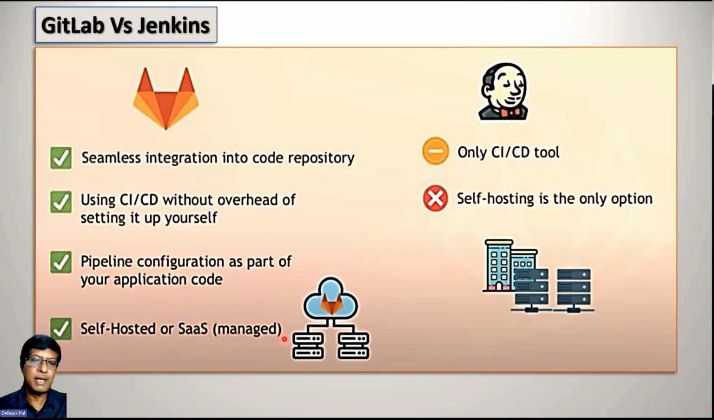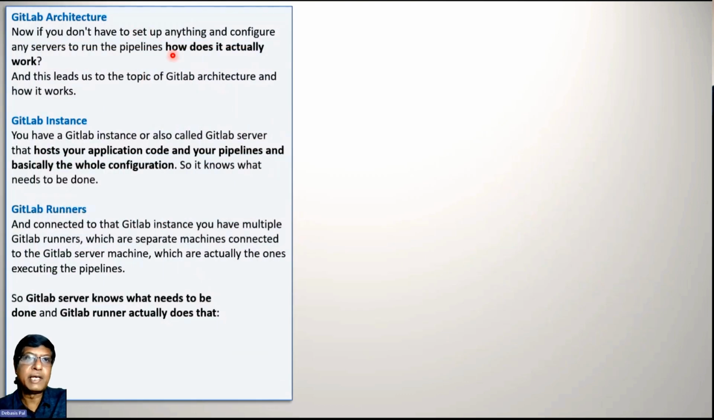It is also self-hosted or SaaS, software as a service. It's a big facility. You can leave it on everything for security, for availability, for monitoring purpose, verification purpose, everything for secrecy, security, everything will be managed by GitLab. In Jenkins, self-hosting is the only option. It is not managed. So, a GitLab architecture.